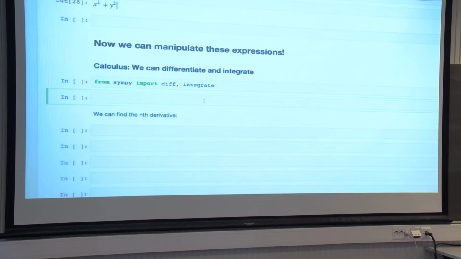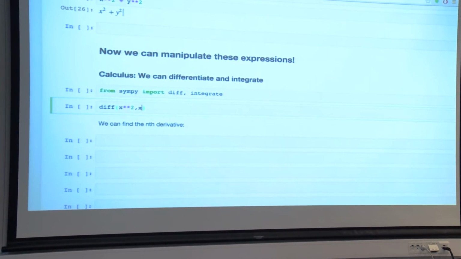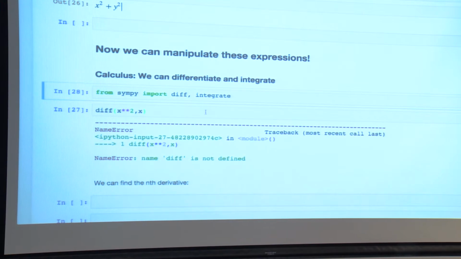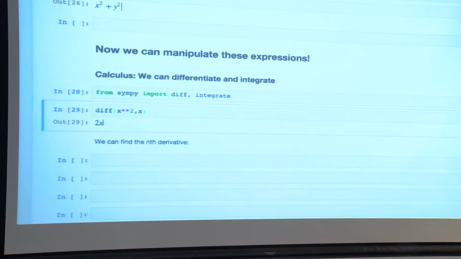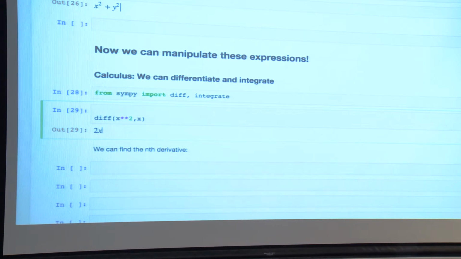So now what you can do is write diff, your expression, and then the variable that you want to differentiate with respect to. Oh yeah, I didn't execute this one, so it didn't import diff. There. Okay, so it's fairly easy. You can also, instead of writing the expression inside there, just define the expression like this, and then write the expression inside the brackets. Yeah, it depends on what you prefer, really.